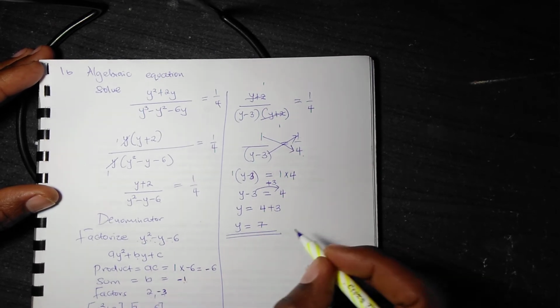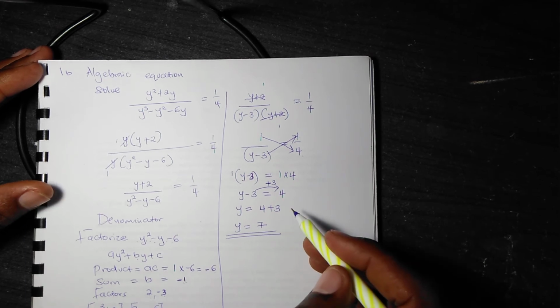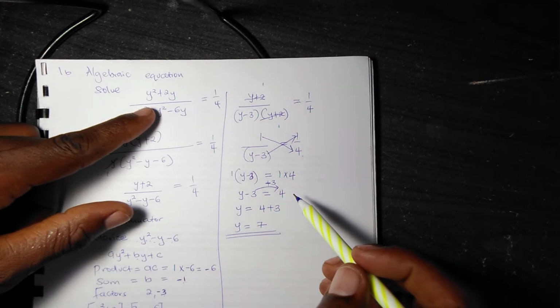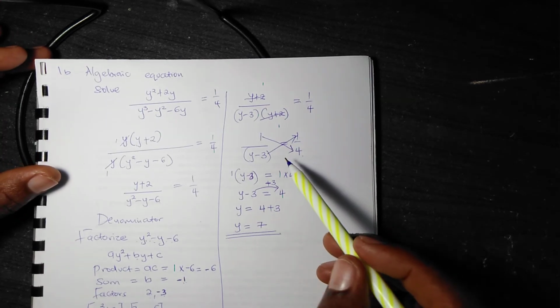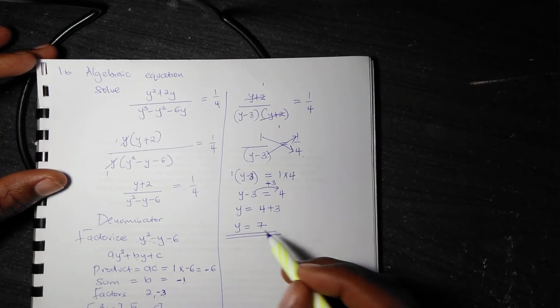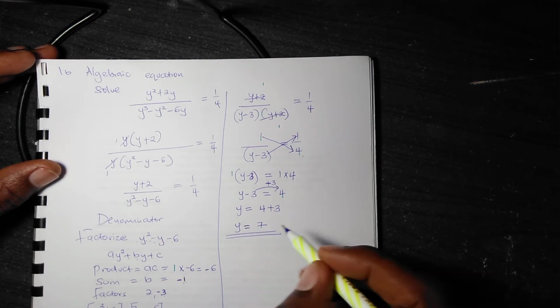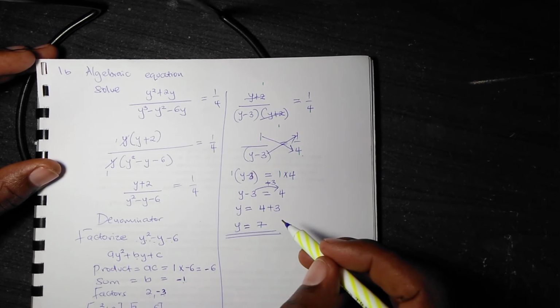For this case, this is what we term as solving. You have been able to solve this particular algebraic equation as y equals 7, and therefore this gives the solution to y, which is the variable, as 7.